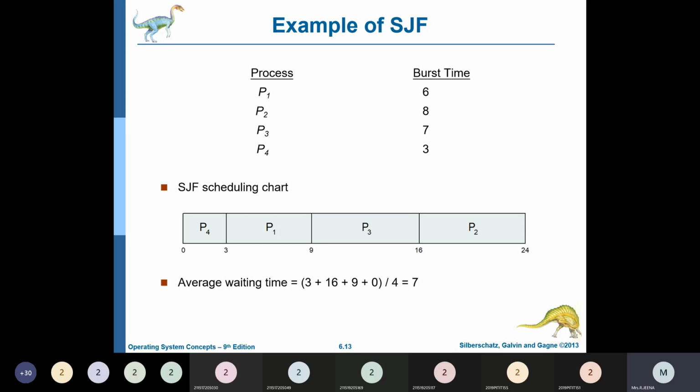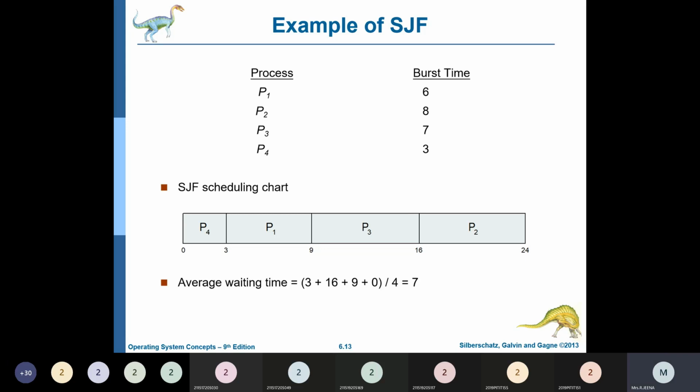So this is how we represent the Gantt chart, and the average waiting time will be for P4. Sorry, so for P1, the waiting time is 3. So 3 plus, what is the waiting time of P2? P2 is 16. So 3 plus 16 plus, what is the waiting time of P3? It is 9.